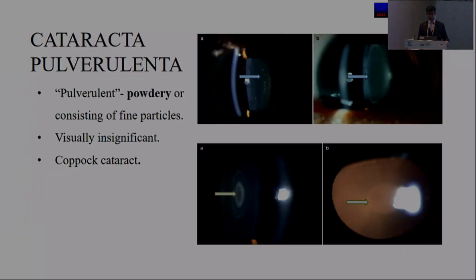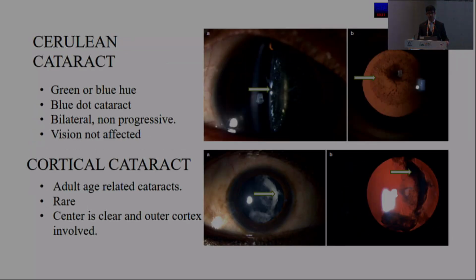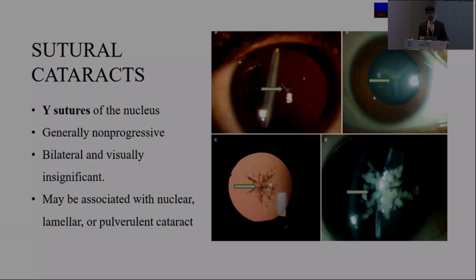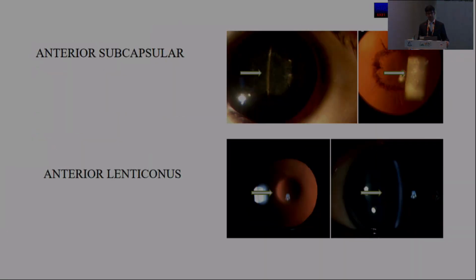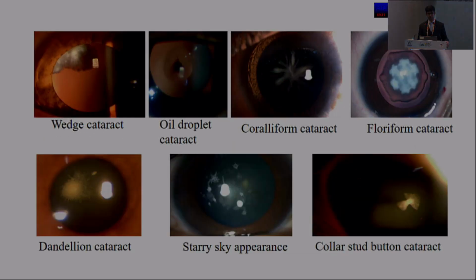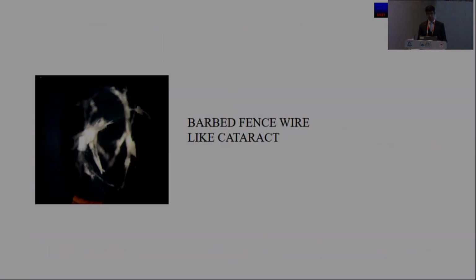This is a nuclear cataract, pulverulent or powdery cataract, anti-egg cataract or cataract with calcific foci, cerulean cataract, sutural cataract like an inverted Mercedes-Benz sign, and other miscellaneous classifications like anterior polar, anterior subcapsular, posterior polar. These are all different kinds of cataracts which we have rarely encountered in our practice. This is a typical barbed-wire fence-like cataract, though these are quite uncommon.